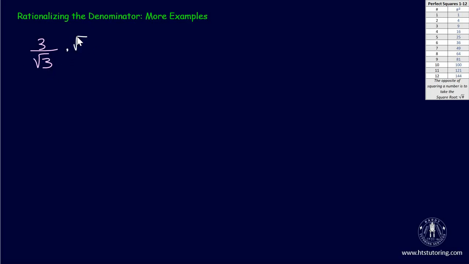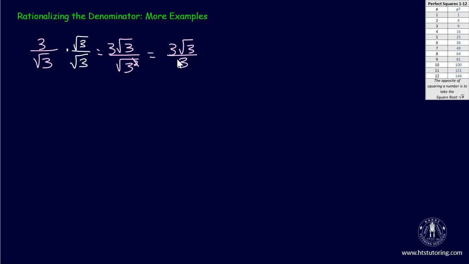So I'm going to multiply by the square root of 3 over the square root of 3. So I'm just going to take the denominator, that radical down in the denominator, and multiply top and bottom by both. All right, so I have 3 square root 3 over now square root 3 squared. Square root and a square cancel, so I have 3 square root 3 over 3.